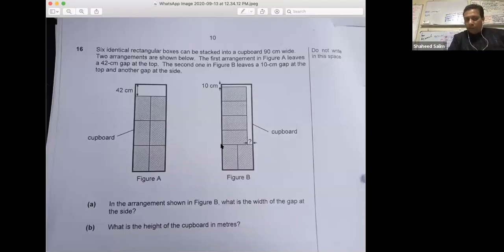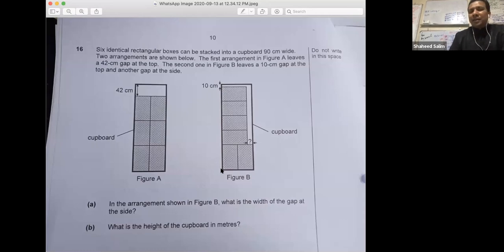Down here, the whole length is 74. They want you to find this space here. This is 90 cm. 90 cm minus 74 is 16 cm. What is the height of the cupboard? Okay, 10 plus 45 plus 45 plus 45 plus 45 plus 74. That's your answer.